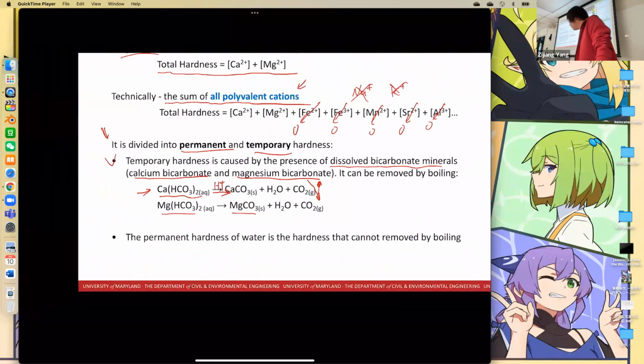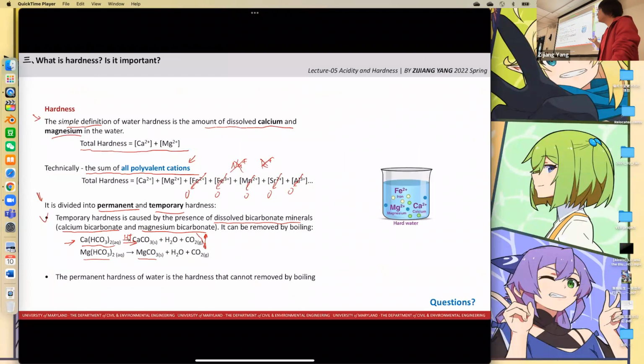So when we are boiling the water, after using it many times, we can see there are some white stuff on the surface of the pots or the pipes. And the permanent hardness of water is a hardness that cannot be removed by boiling. For example, we have calcium chloride in the water. It contributes to the hardness, but we cannot remove it by boiling the water.